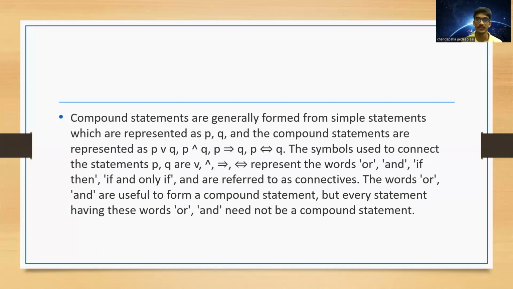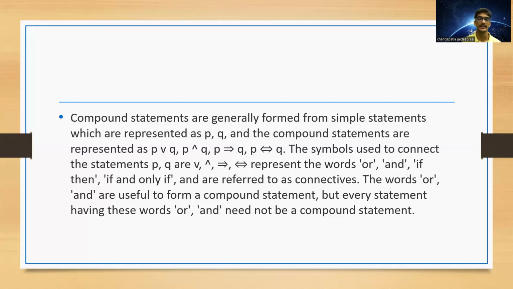Compound statements are generally formed from simple statements, which are represented as P and Q, and the compound statements are represented as P or Q, P and Q, P implies Q, P if and only if Q. As we saw before, compound statements are formed by using any two or more simple statements which are either true or false. So in general, we represent these statements as P and Q, and the compound statements are represented as P or Q, P and Q, P implies Q, and P if and only if Q.